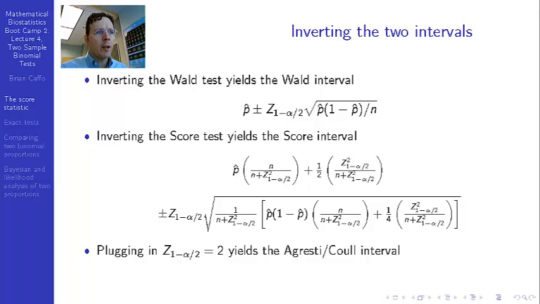And just to give you context, the z 1 minus alpha over 2, well, that's usually going to be around 2, so z squared is about 4. So it's about n over n plus 4, plus 1/2 times 4 over n plus 4. At any rate, as n gets very large, it just becomes very similar to the Wald interval. So what this does is it takes p hat and shrinks it towards 1/2.